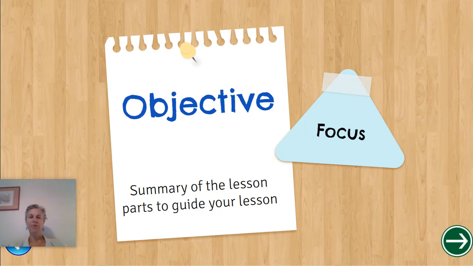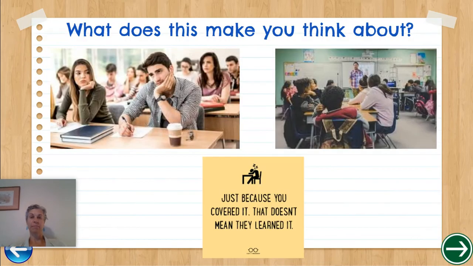The objective summarizes the lesson parts and really is a guide of what you hope to accomplish in the lesson. So you want to think about it in terms of focus. When we read your objective, we'll be able to understand what the different parts are and what the key understanding is that you want students to be able to demonstrate by the end of the lesson.